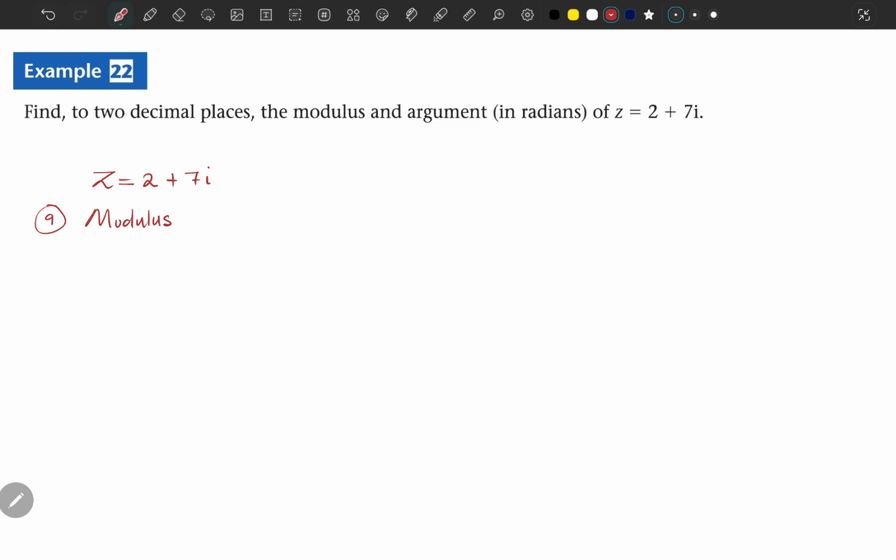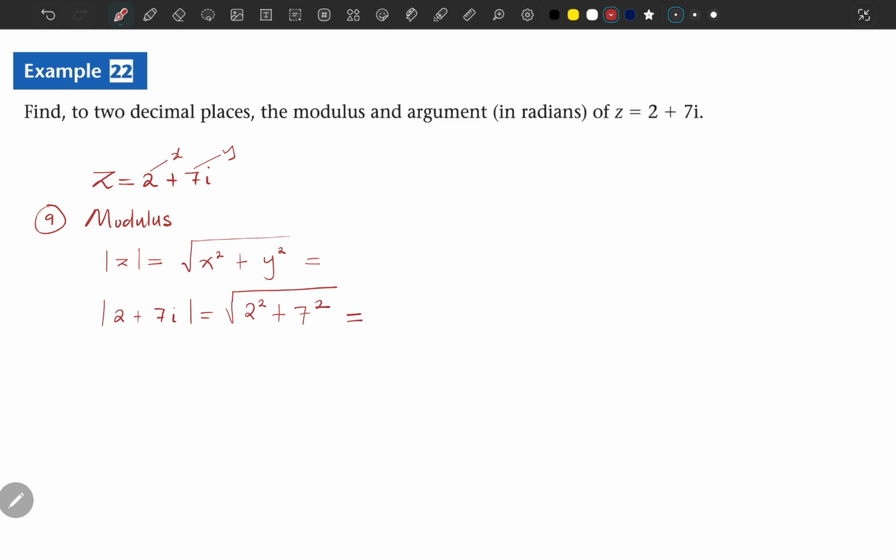Now, the modulus of a complex number z is denoted by this and is given by the square root of the square of the x component plus the square of the y component. So the same way we know this is our x and that is our y. We ignore the i. So in this case, we're looking for the modulus of 2 plus 7i, which will be the square root of 2 squared plus 7 squared.